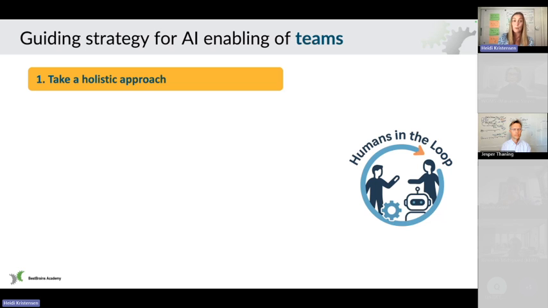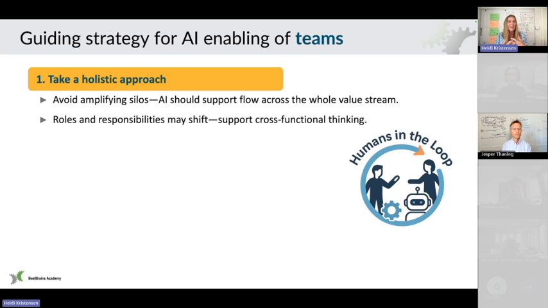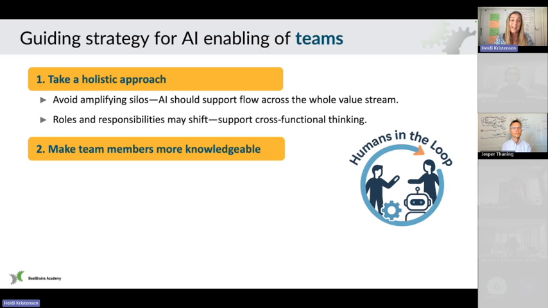Take a holistic approach to avoid amplifying silos. Bear that in mind also when we're talking product owner role today. We don't want to just have that as a norm, but we really want to make sure how we learn and share with each other and don't become new silos within teams. And also by that, having an awareness that the roles and responsibilities may shift. So really figuring out how we do this cross-functional thinking, how can we hold on to that?